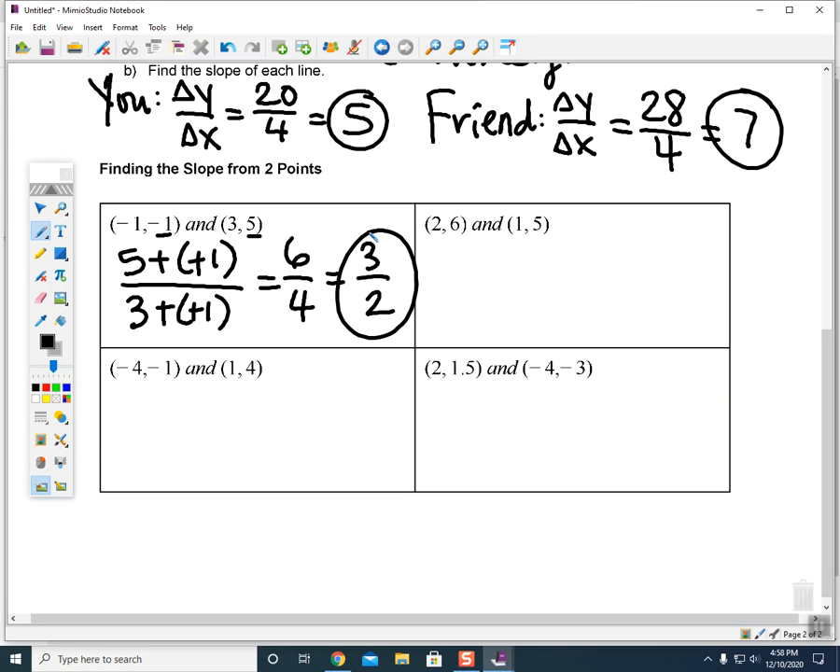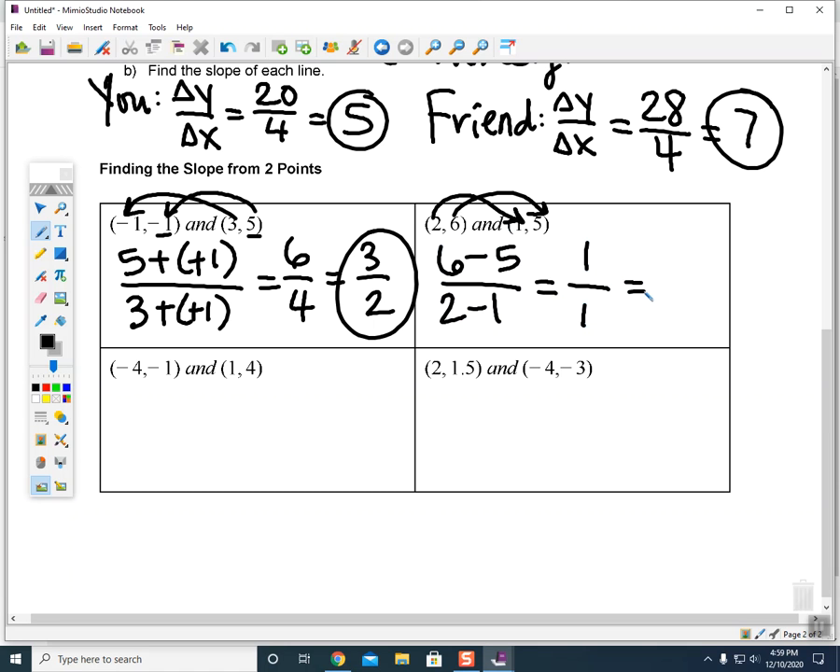So this time, the first time what I did is I took 5 minus negative 1, 3 minus negative 1. I went to the left. I can also go the other direction and it'll be the same way. So this time I'm going to do 6 minus 5 and 2 minus 1. So 6 minus 5 is going on the top. 2 minus 1 is going on the bottom. 6 minus 5 is 1. 2 minus 1 is 1. My slope is just 1.